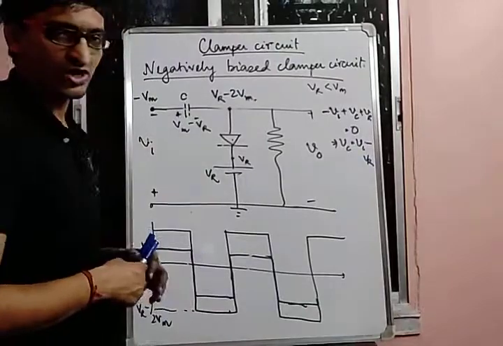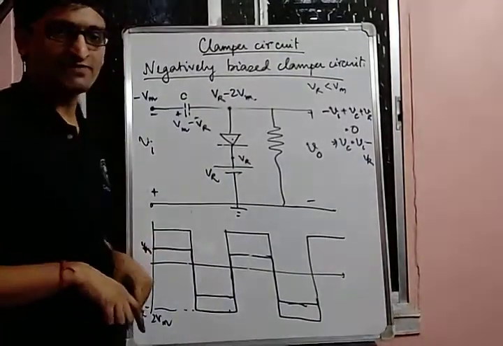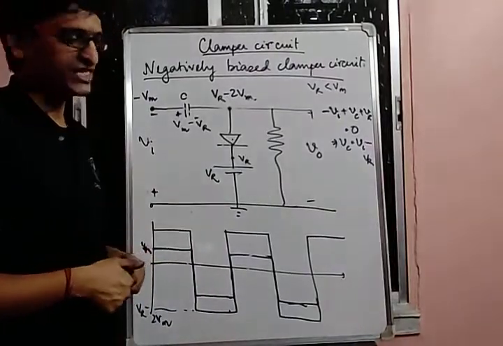Okay, so this was all for you today. So this is your last diode circuit which I am covering. In the next class, we will be moving on to the bipolar junction transistor portion.